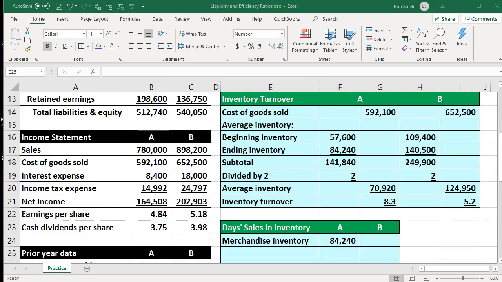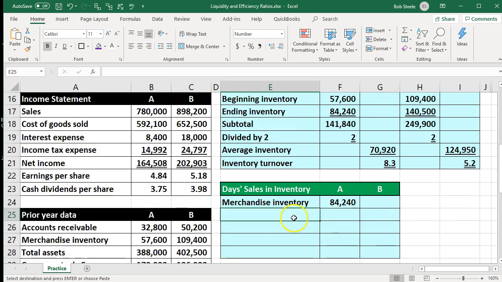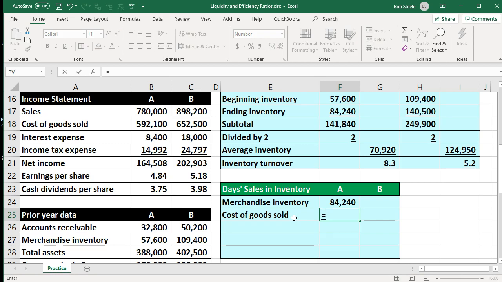And then we're going to pick up the cost of goods sold number. So we're looking for the cost of goods sold. That's on the income statement. So we're going to say that this is equal to, we're going to look at the income statement. We'll pick that up in B18. That's going to be the 592,100.